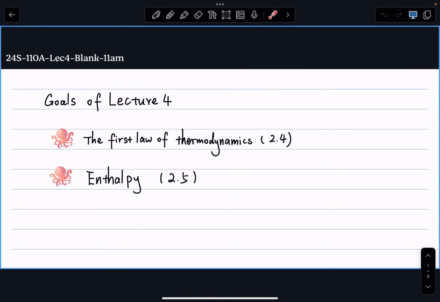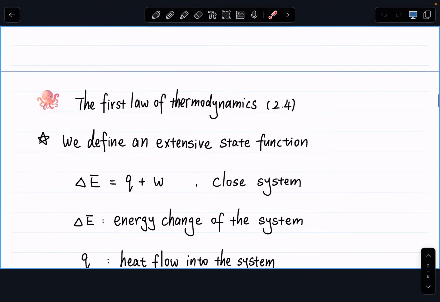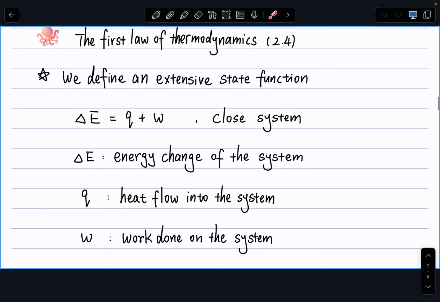I find this lecture note very short, so hopefully I can finish everything and catch up on our actual course schedule. So goals of lecture 4. Today we'll first talk about the first law of thermodynamics, and then we'll introduce a state function, enthalpy, and talk about the physical meaning of enthalpy. Getting started. First law of thermodynamics.